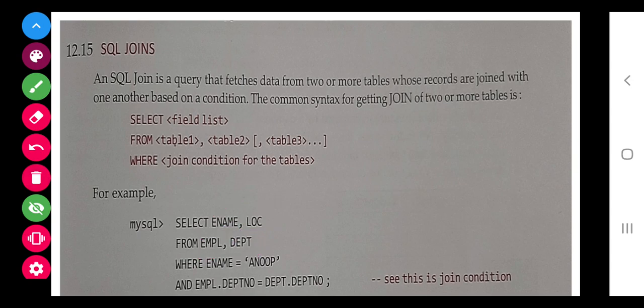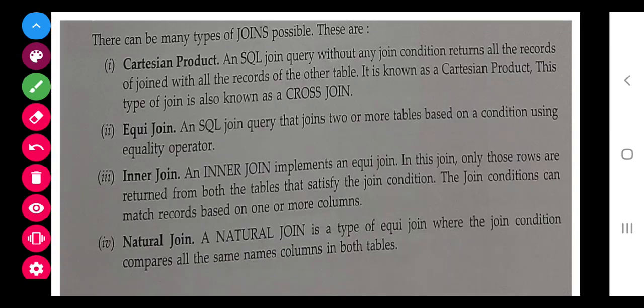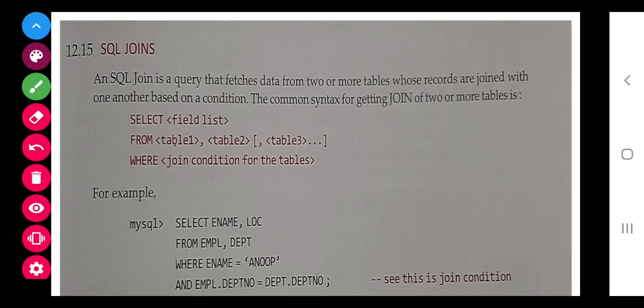That's not a problem, but I want to give a condition that name should be Anup, and employee, that is EMPL is a table, dot department number is equal to department dot department number, means if the department number of this and the department number of this are the same, and if the name is Anup, then show that record, to show that record. So class, this was the thing, and this only we are going to do much.